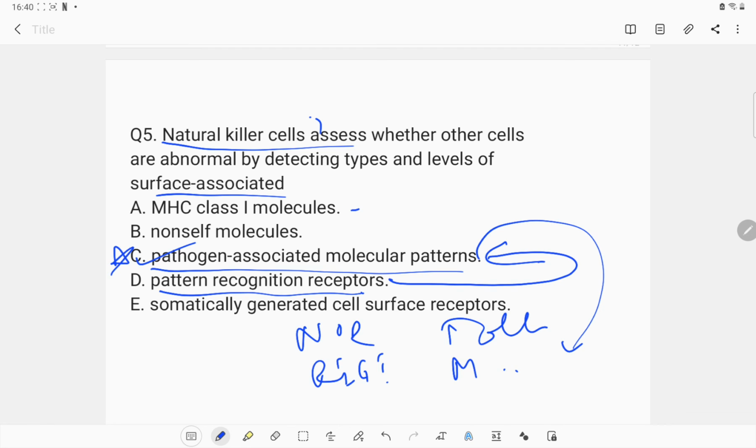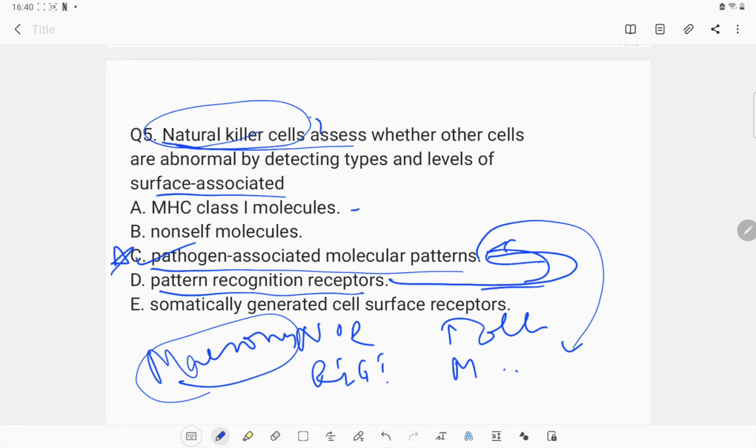Sorry, I think I missed a point here. This is the natural killer cell. Actually, these pattern recognition receptors would detect the pathogen associated molecular patterns. This belongs to macrophages. But natural killer cells would identify the MHC class 1 molecule. So the best answer would be the A answer. So not this one. This one is the answer.